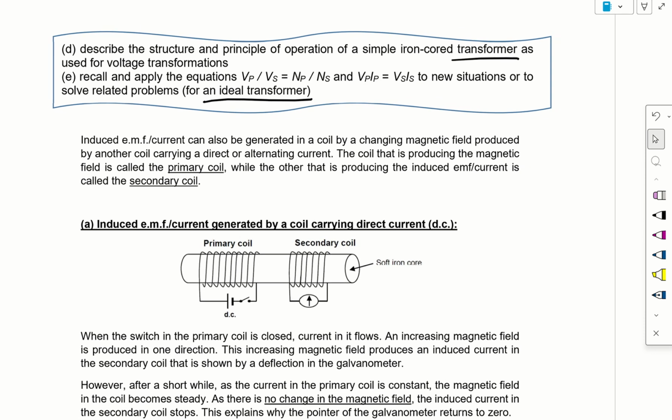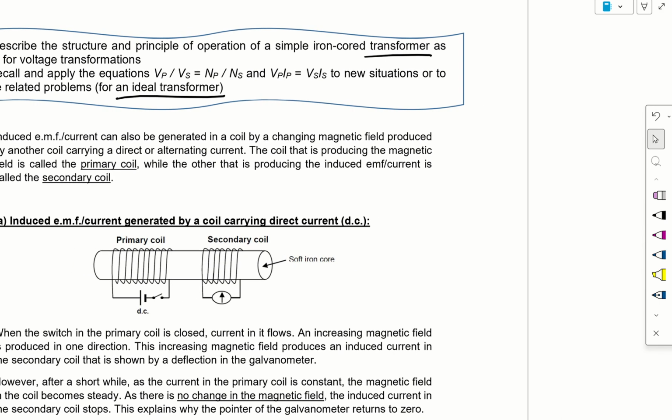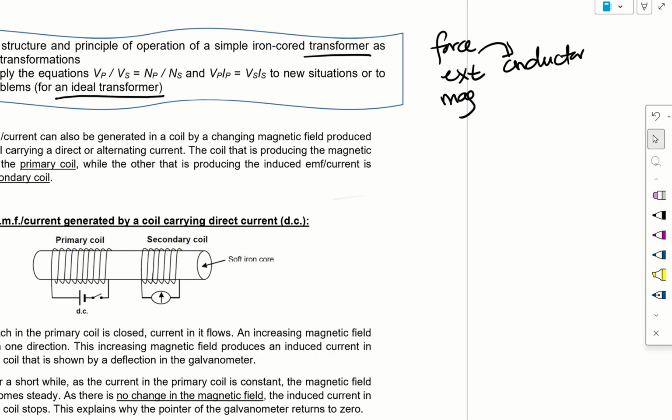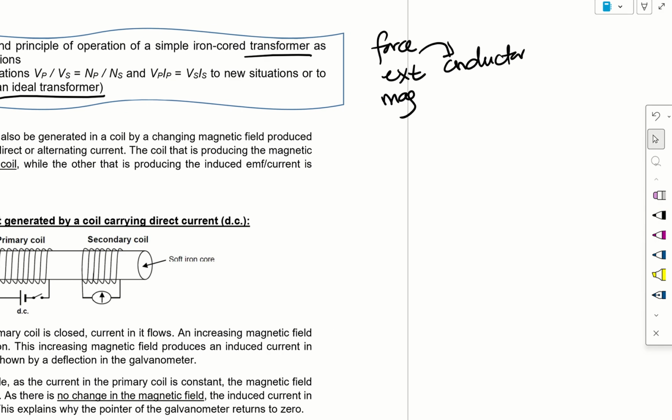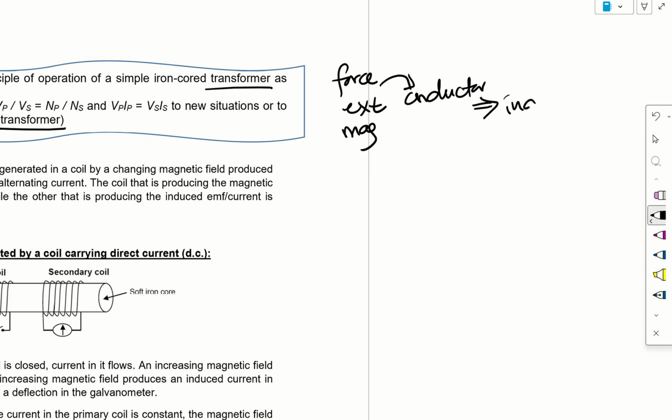So actually, why do we need to talk about transformers? In this chapter, we started off with a force and also an external magnet. If we have a conductor that we apply a force on, in the region of an external magnet, it will experience a magnetic field. If we let the conductor or the coil rotate, it will experience a change in external magnetic field lines, and therefore there will be an induced current.